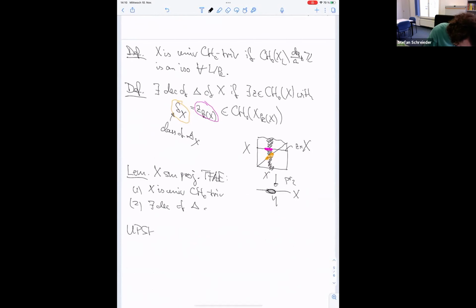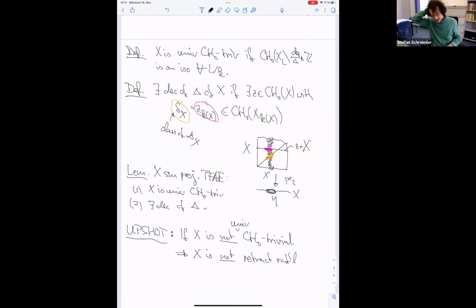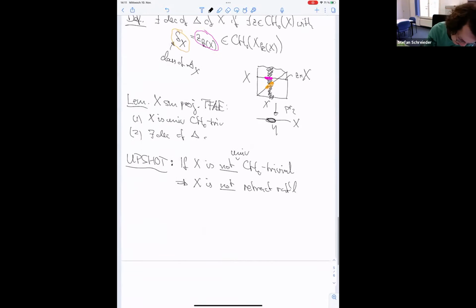So the upshot of this is that if X is not universally CH_0 trivial, or equivalently has no decomposition of the diagonal, then X is not retract rational. And yeah, so I would like to use this criterion.